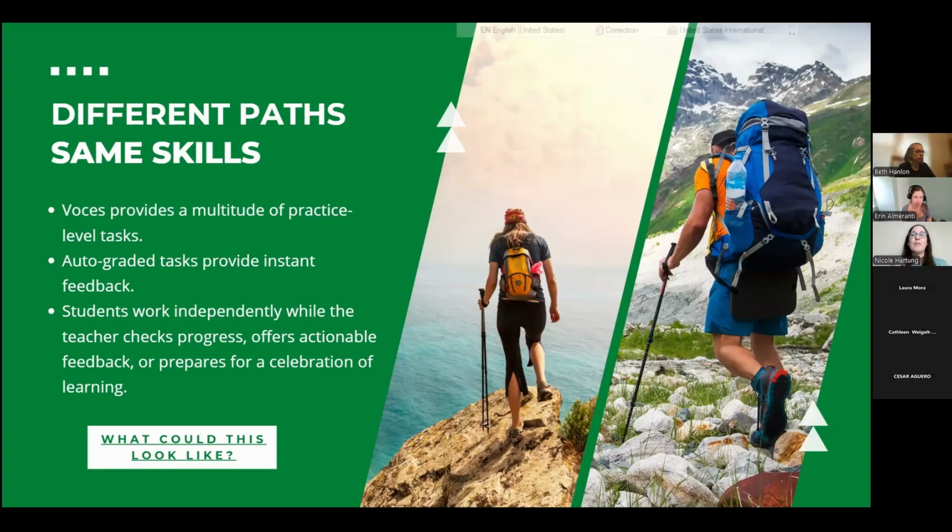Voces is also providing for us those auto-graded tasks after a story, which could be a yes or no question, could be who is it, right? ¿Quién es? If you are doing the Spanish version, right? Who is it? Who said this in the story? It could be true or false. Those auto-graded tasks are giving students instant feedback. And you can set it up that way that, yes, the student can see what they got correct and what they didn't get correct right away.